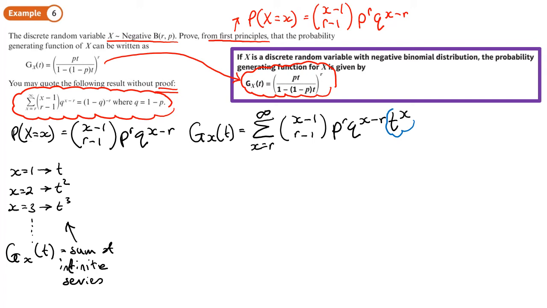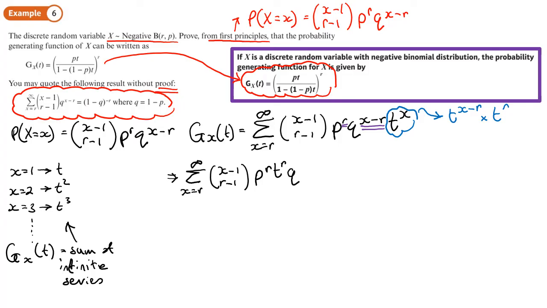To help us simplify this, we're going to take this t to the power x, and we're going to write it as t to the power x minus r times by t to the power r. Now that is the same as t to the power x, and the reason we're doing that is because, look at the powers, that means we can start putting things together and simplify them. So the next step, we will have the sum of x equals r to infinity, then we've got x minus 1, r minus 1, and then p r t r, so this is where I've split the t up, and then q x minus r t x minus r. So all I've done is taken those two terms and put them here like that. Those two together just make t to the power x.